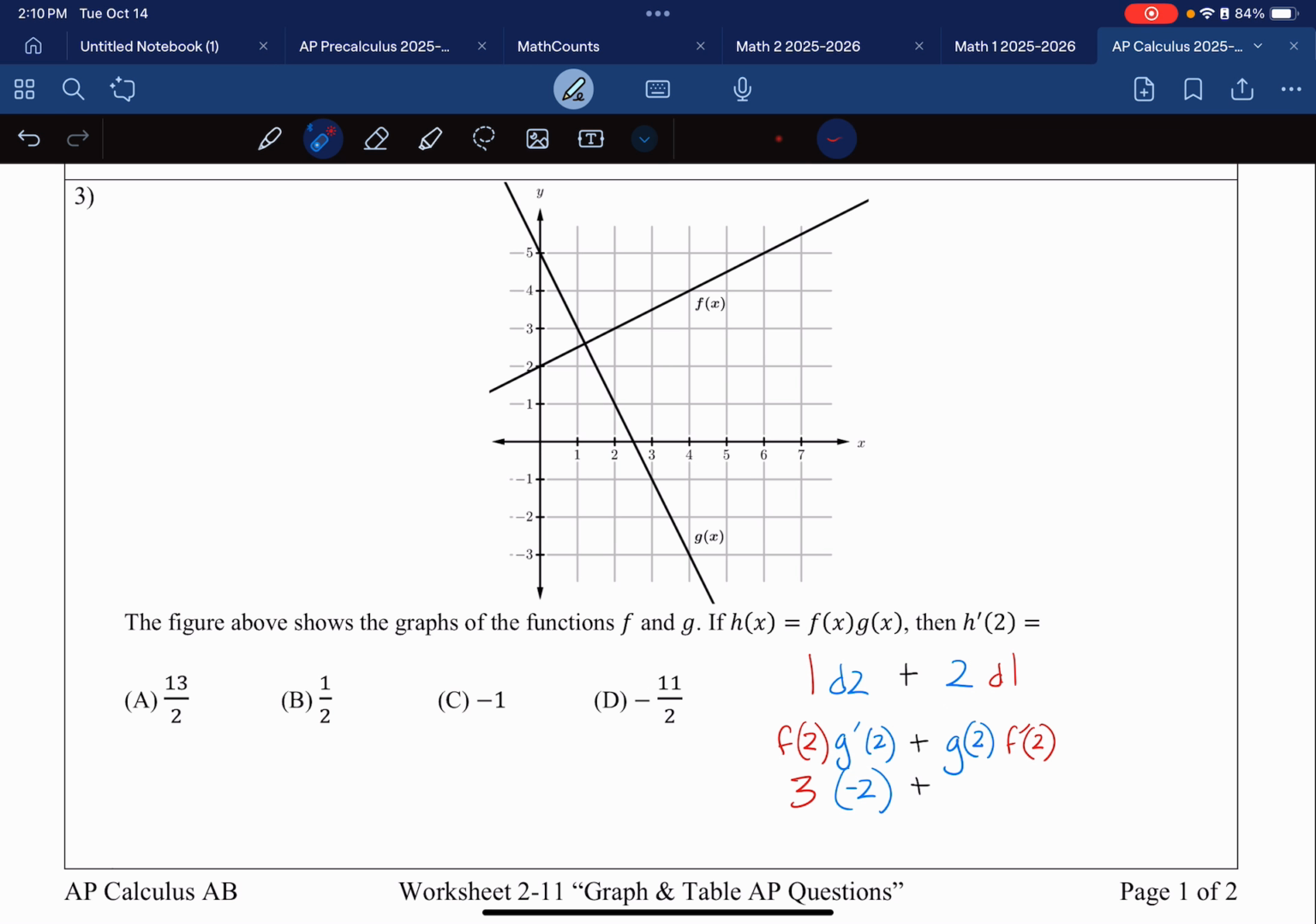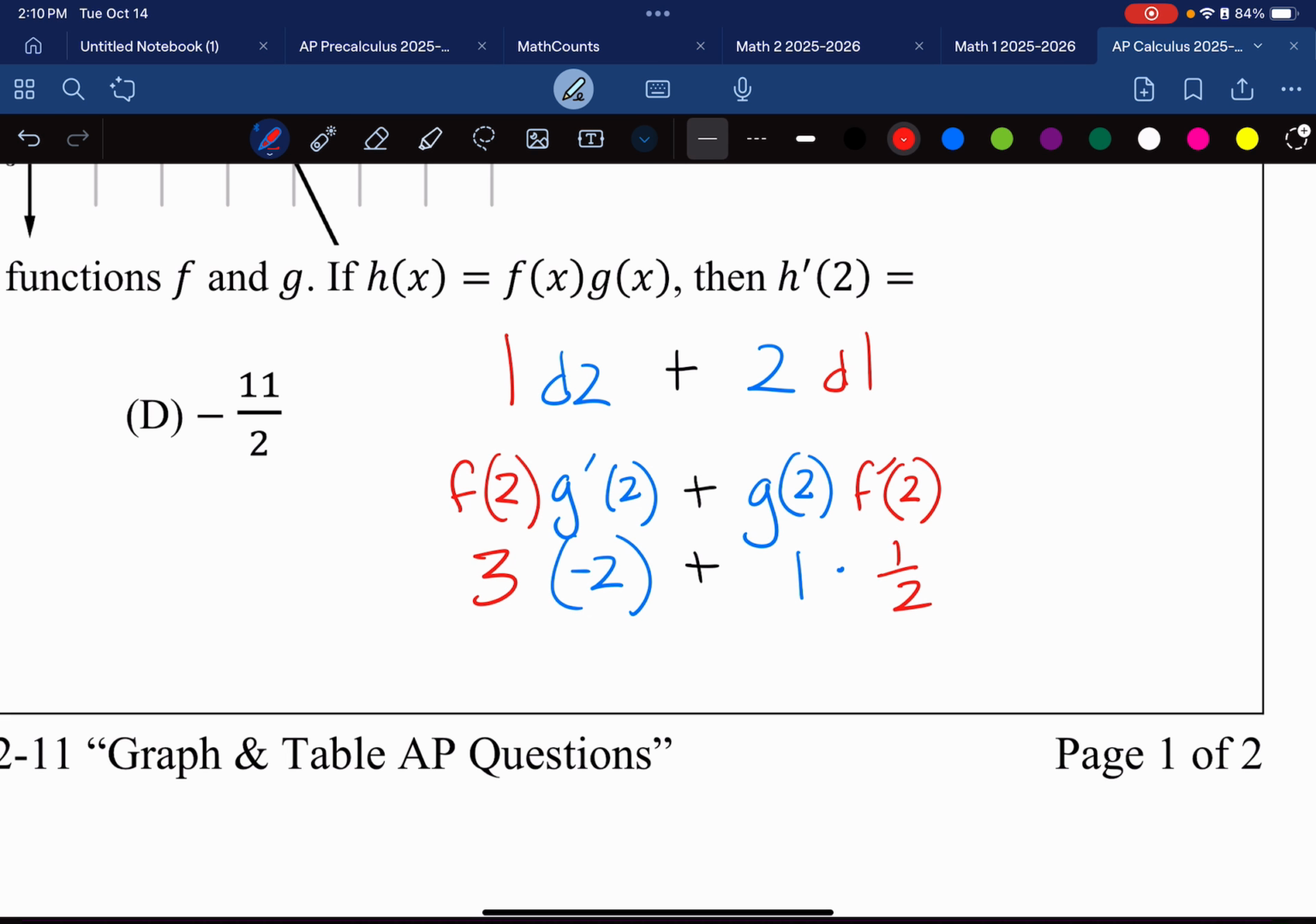Plus g of 2. Okay, so g of 2 is the height at 2 on g. So g's height at 2. This point right here has a height of positive 1. That is not a negative, it's a line. So it's just a positive 1. Actually, going to do that in the correct color. 1 times, and then f prime of 2. So f prime is the slope at 2. So the slope at 2, right here, the slope is going right 2 up 1, right 2 up 1. That is a slope of 1/2. So I say times 1/2.